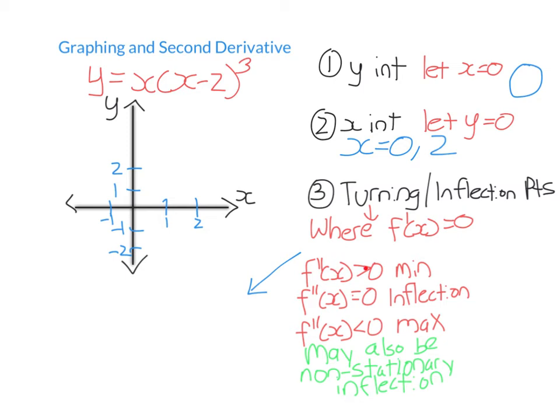If the second derivative is positive, it's a minimum. If it's negative, it's a maximum, and so on. So we need not only to find the turning points, but classify them. And we just need to be aware that not all inflection points are turning points. Not all inflection points are stationary. Inflection points occur when the second derivative is equal to 0. And you'll see in this one, there's actually an inflection point that's not stationary.